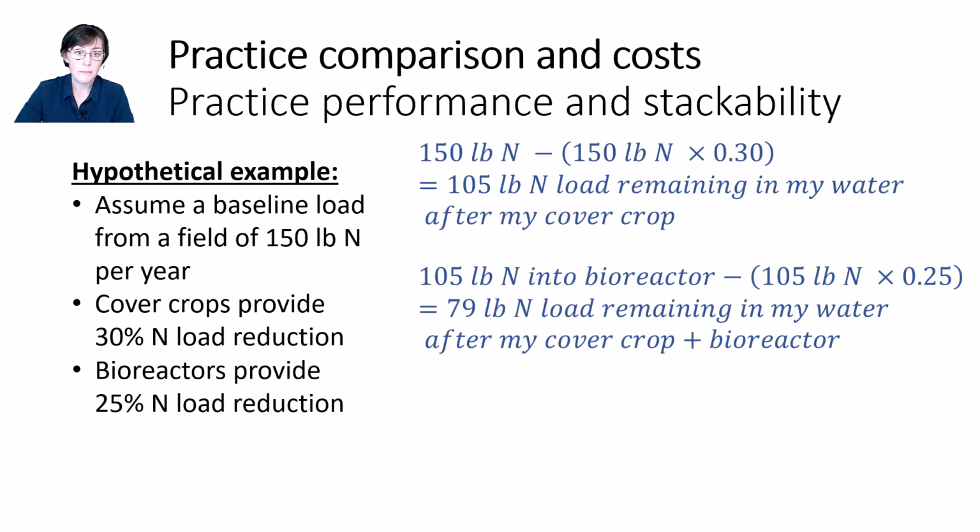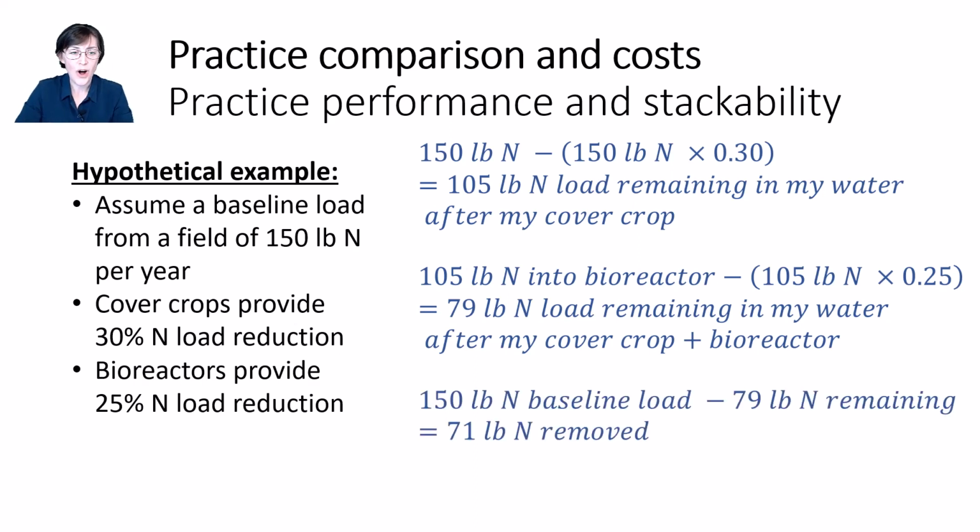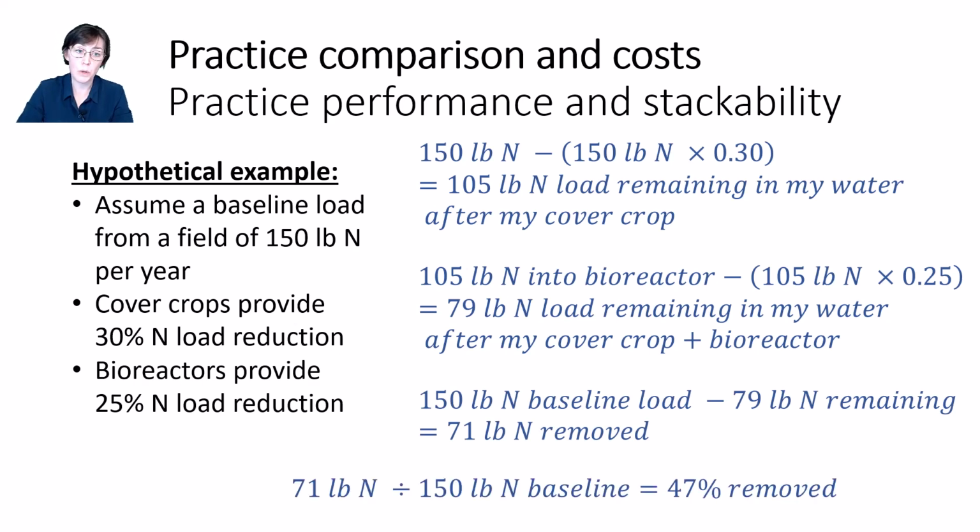105 pounds minus the product of 105 times 0.25, 25% effectiveness, and that equals 79 pounds of nitrogen left to go downstream after I've stacked my cover crop and my bioreactor. Overall, we removed 71 pounds of nitrogen from the baseline load, which was a 47% in-loss reduction. You see from this example, effectiveness percentages for stacked practices are not exactly additive. If they were exactly additive, you would have been 30% for the cover crop plus 25% for the bioreactor.